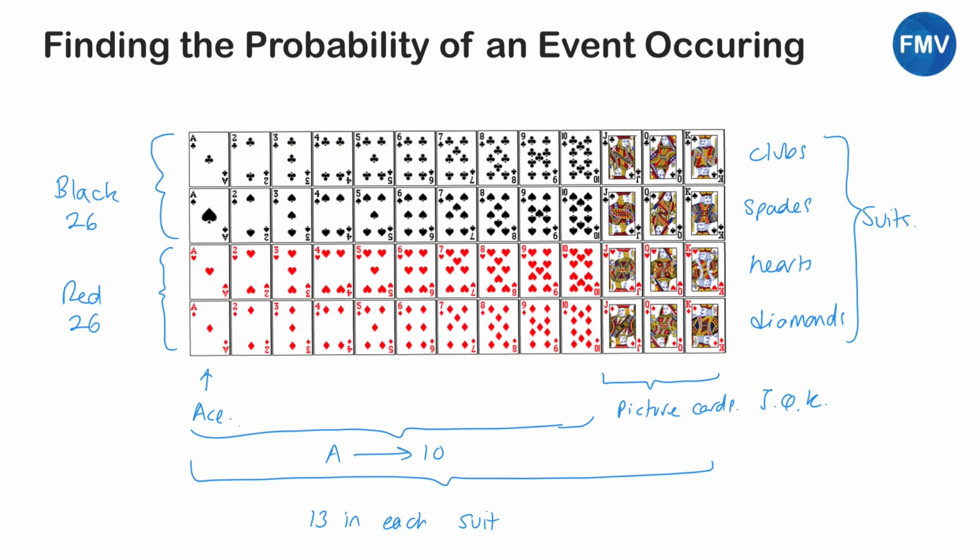The picture cards, there are 12 of them in total, and you have 40 in total of the other cards. This is the sort of information you need to know before you start dealing with probability in relation to cards. Let's have a look at a question.